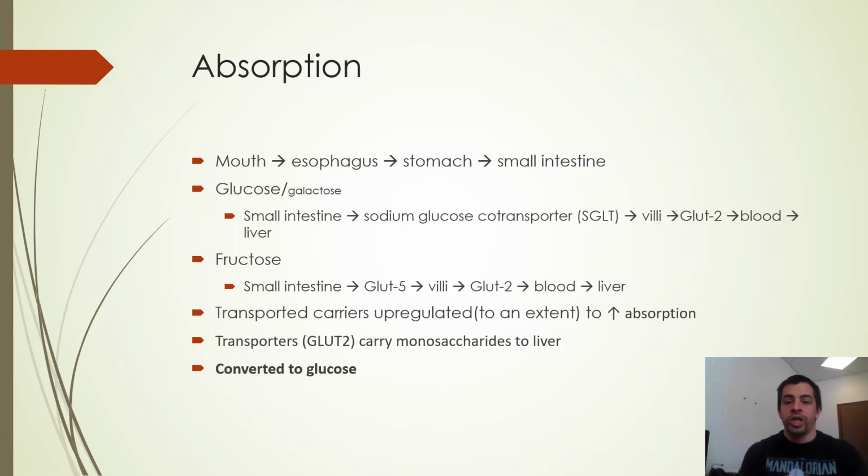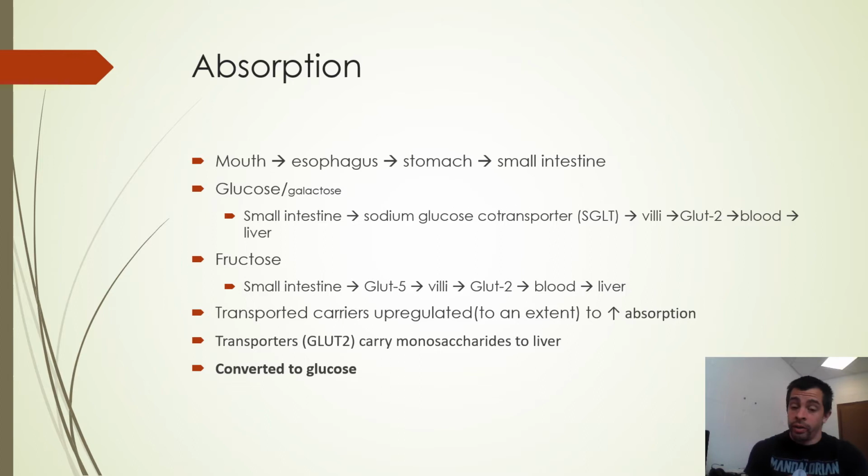Once that SGLT pulls glucose into the villi, it can then migrate towards the bottom of the small intestine, and then it's transported to another protein carrier called GLUT2. GLUT2 can then finally carry glucose into the bloodstream, and then it is transported to the liver. So you have two transporter carriers, SGLT and GLUT2. GLUT2 is the main one that carries glucose to the blood and then inevitably to the liver.